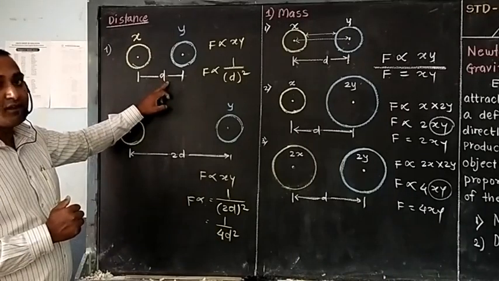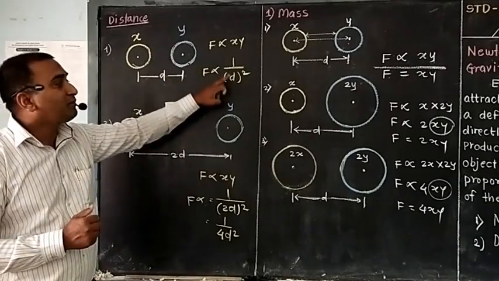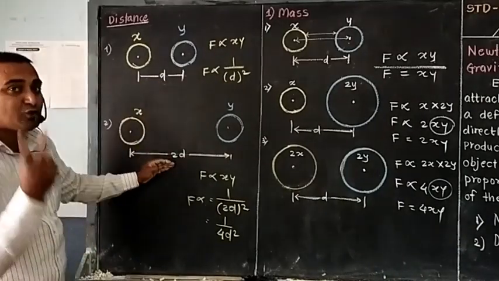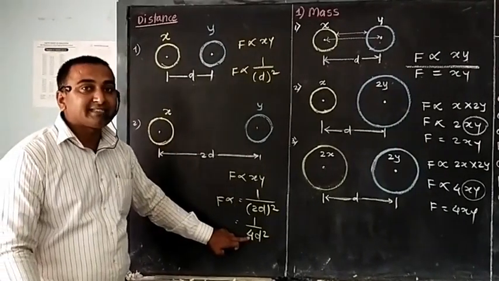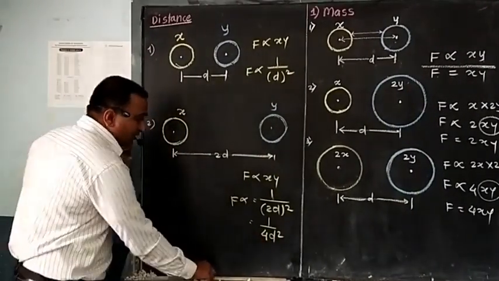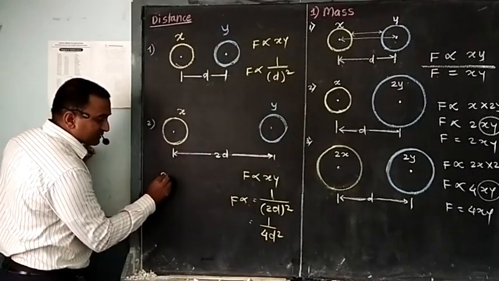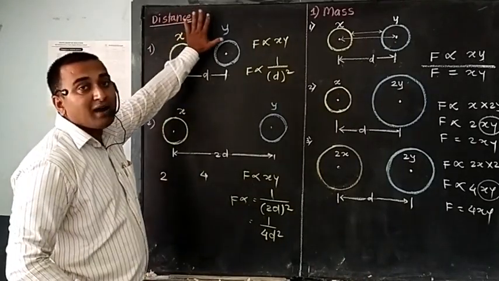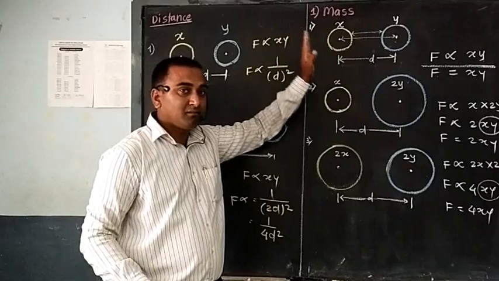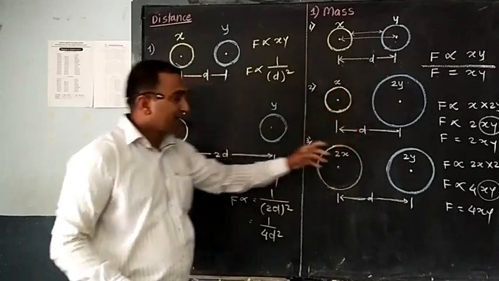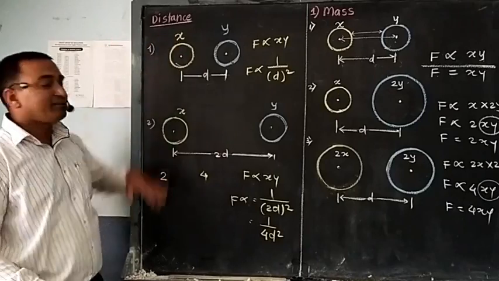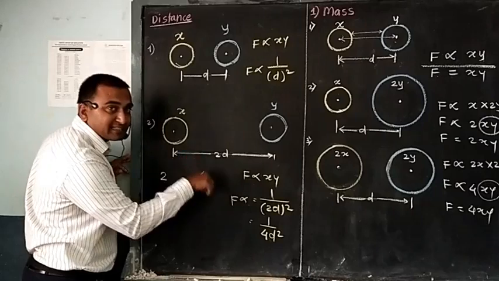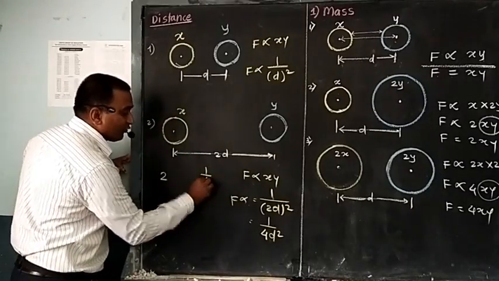So see here, if distance is d, force is 1 upon d square. But finally we are reaching here: if distance increases 2 times, force decreases by 4 times. So what will be the conclusion? Distance increases by 2 times, force decreases by 4 times, keeping mass the same. Here we discussed the same distance with different mass. Here the mass is the same, with a distance difference. If distance increases 2 times, force decreases by 4 times, that is 1 upon 4.